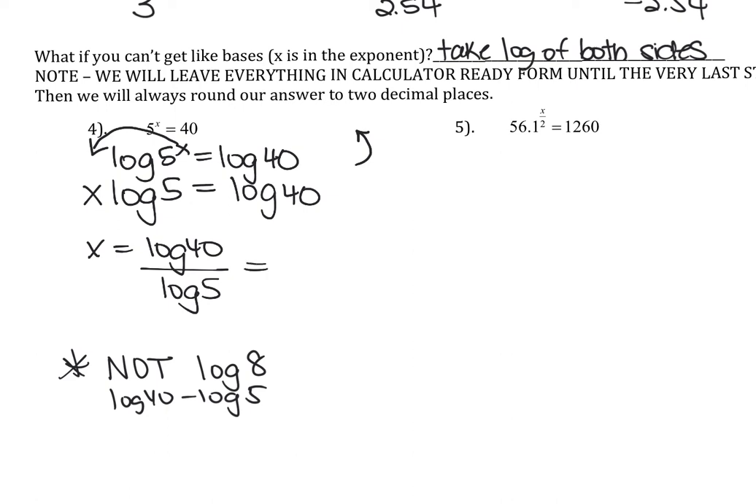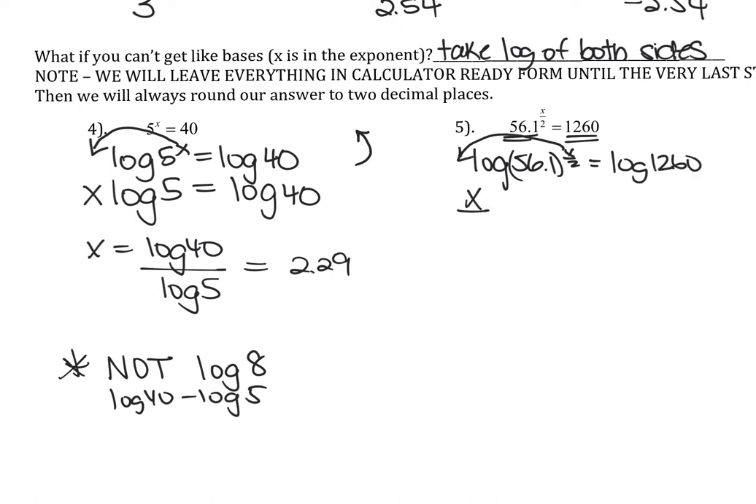Okay, our answer there should come out to be 2.29 if you calculated that correctly. Taking a look at number 5, I'll do the same thing. No way for me to get like bases. I have no idea how to break down 56.1 and 1260 to be the same. So I'm going to take the log of both sides. And that's going to enable me to work backwards and bring my power out in front as a coefficient.